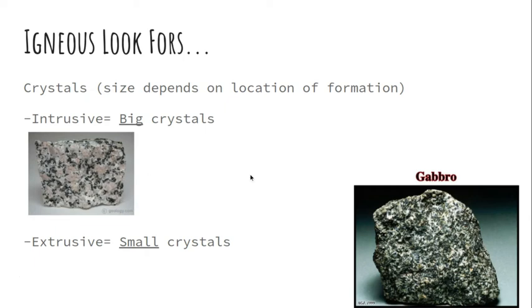If you remember, obsidian has no visible crystals, and obsidian is what we call volcanic glass, meaning that it cools instantly. So it's basically when lava hits the water is when obsidian is formed. It cools instantly, so the crystals have no time to actually grow.